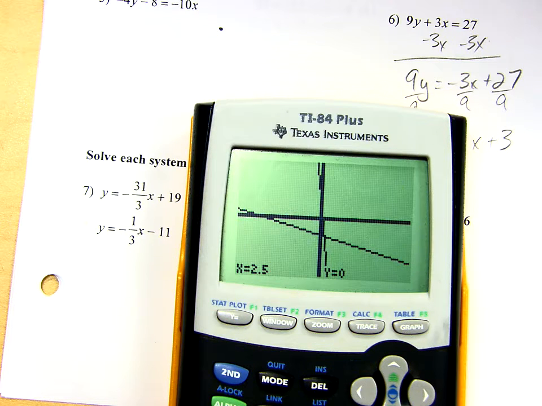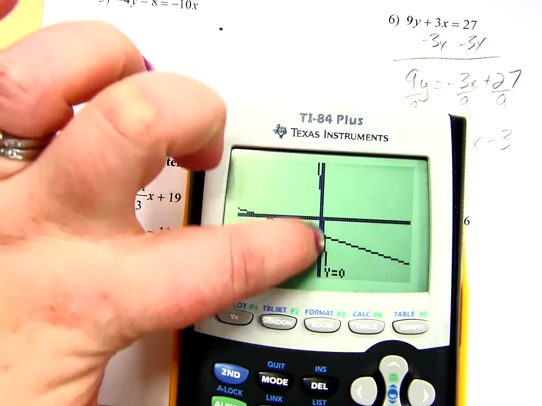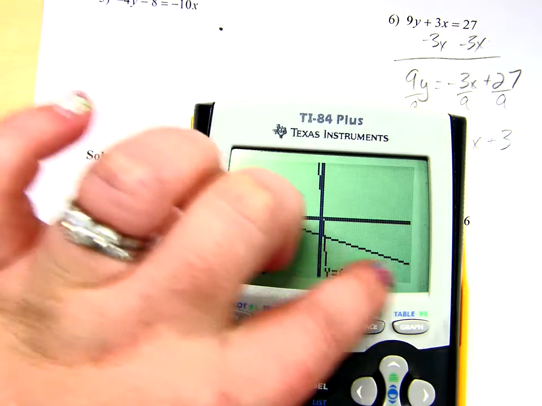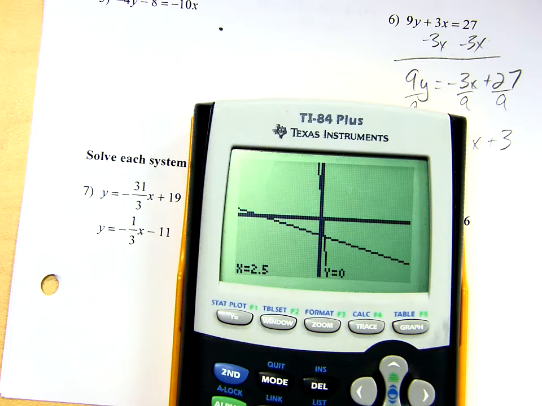But here, I can see both lines. This one's a little steep now, but that's okay. I can see a line, I can see a line. They're going to cross right about there. Okay? So, where's the solution to a system? Where they meet, right? So the intersection point is the solution, right? Everybody agree? Yes? Okay.